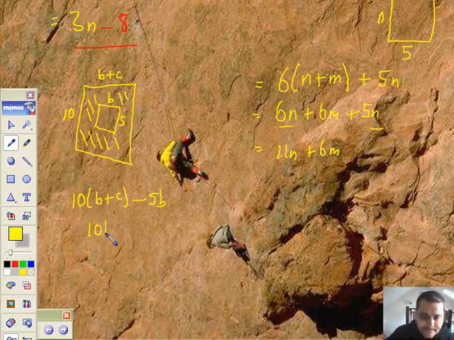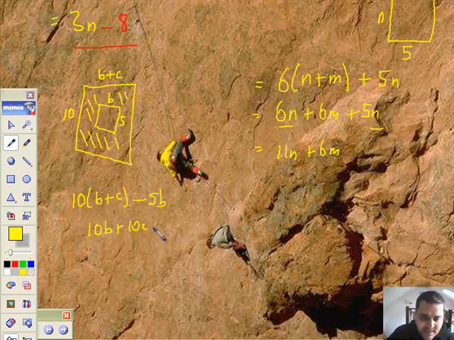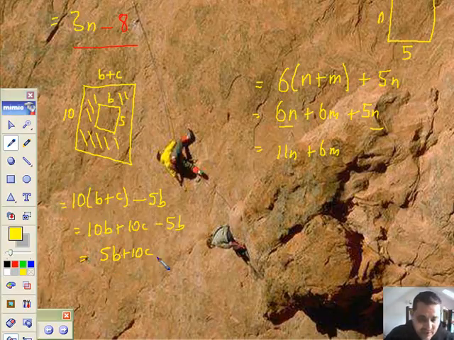So multiplying out, 10B plus 10C's, and then take away the 5B's, this part here. So 10B take away 5B, I've got 5B's plus 10C's left over, which do not cancel in any way. So that's the area of that shape there.